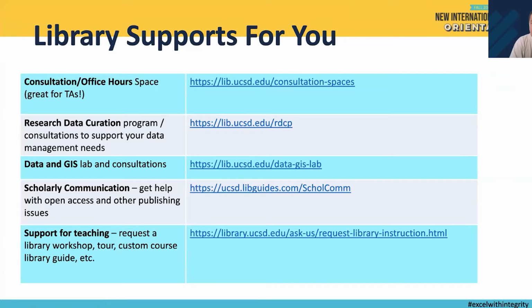We also have a research data and curation program that will help you manage your data if you're doing that type of work. And then the data and GIS lab will help you find data sets if you need that. Scholarly communications is another area that you might want to be aware of as graduate students. We are big pushers of open access and trying to make materials available without agreeing to certain parameters around open access. So that is something that you should think about as well. So that guide is valuable.